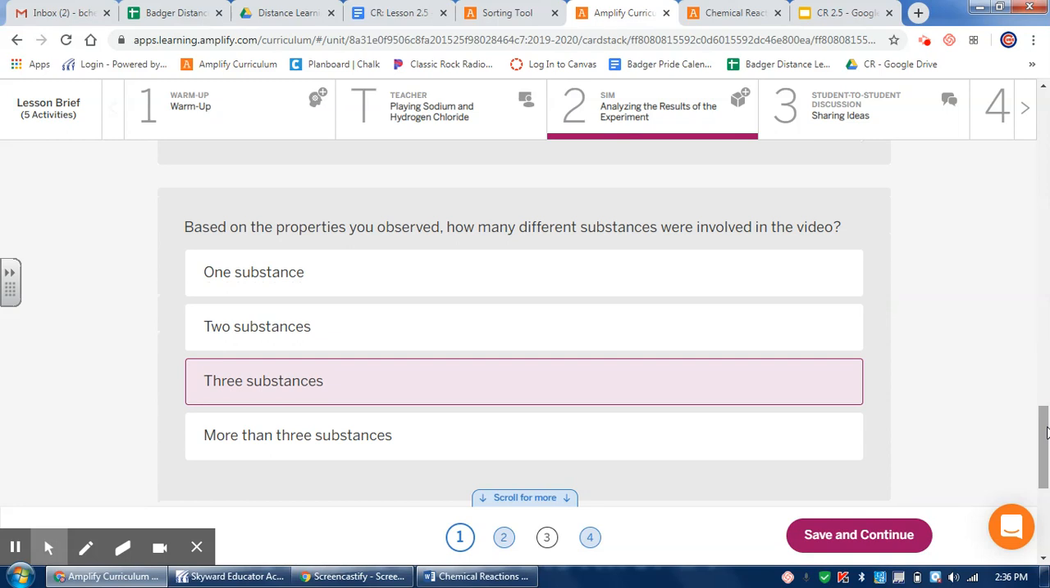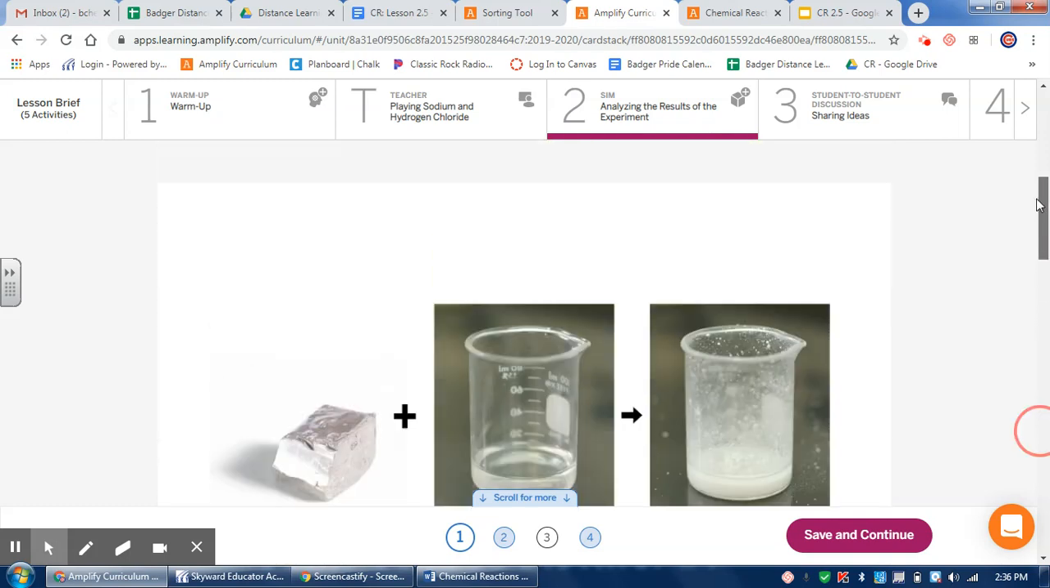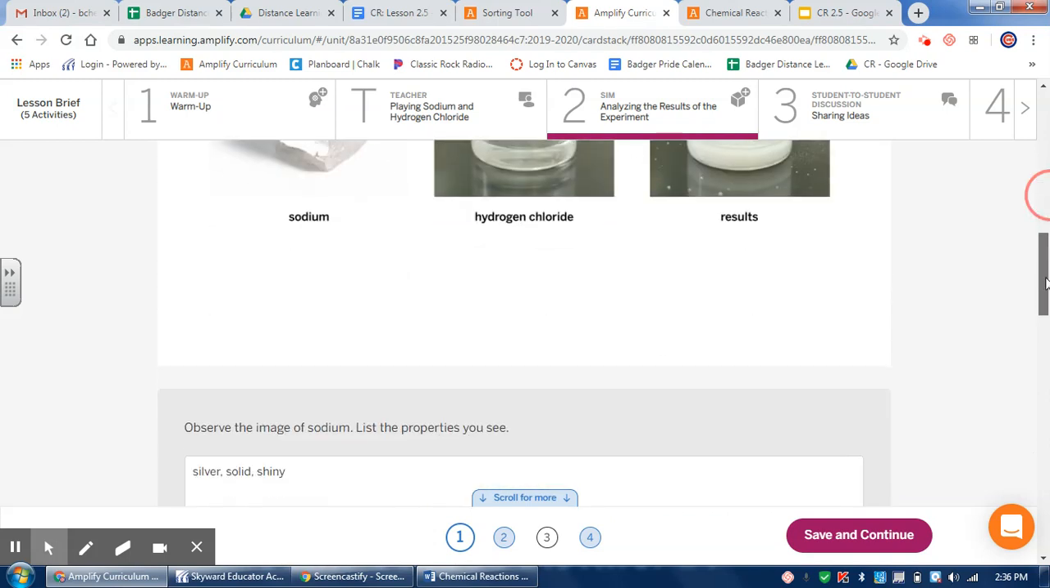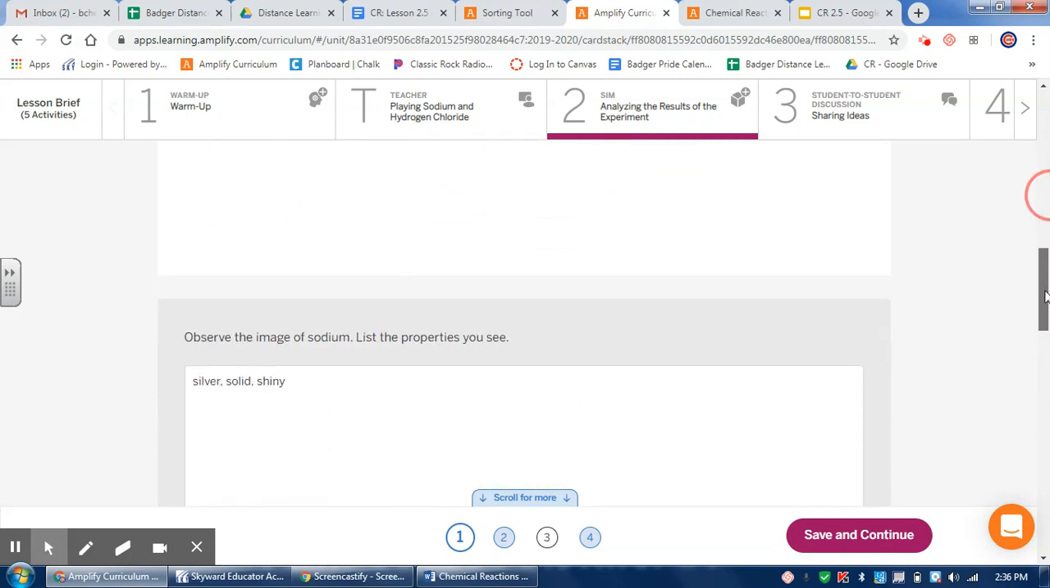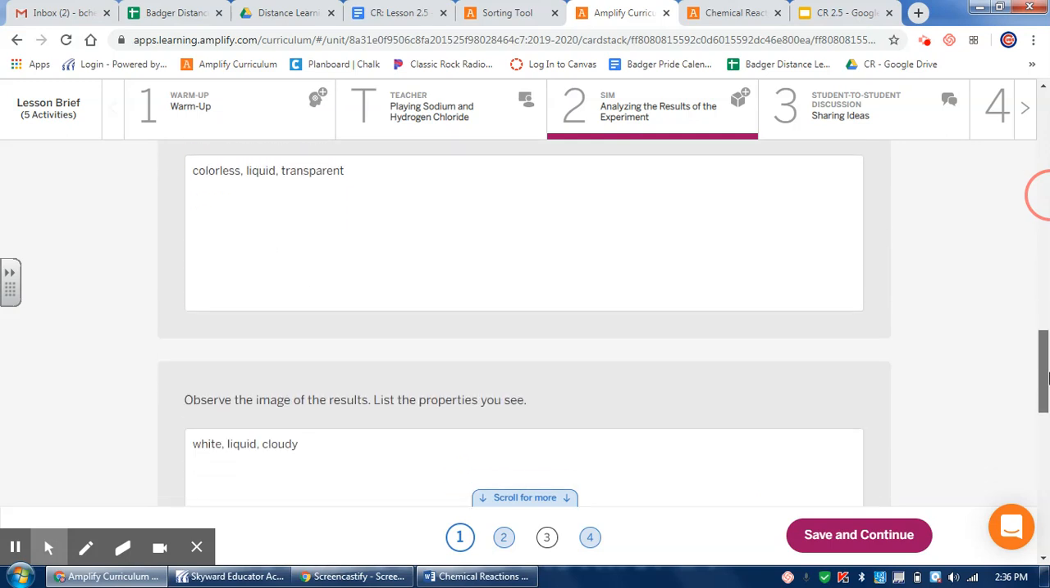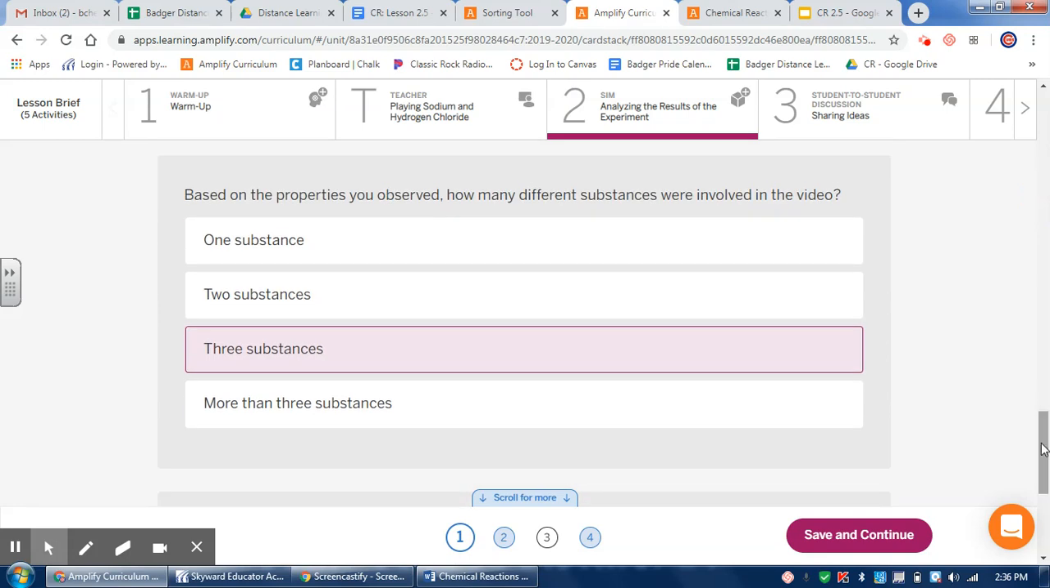Now, based on those properties that I observed, in my mind, I'm going to make the prediction that there were three substances. And the reason why I did that was up at the top, we talked about different substances have different properties. None of these three substances had all of the same properties. If they did, they would have been the same substance, but they all had different properties. Therefore, I'm going to make the prediction that there are three substances involved in the video.